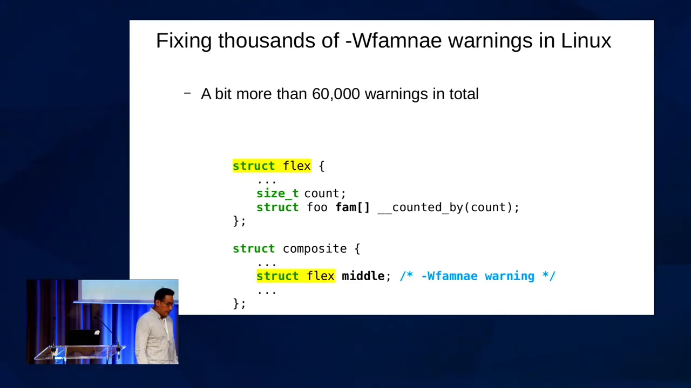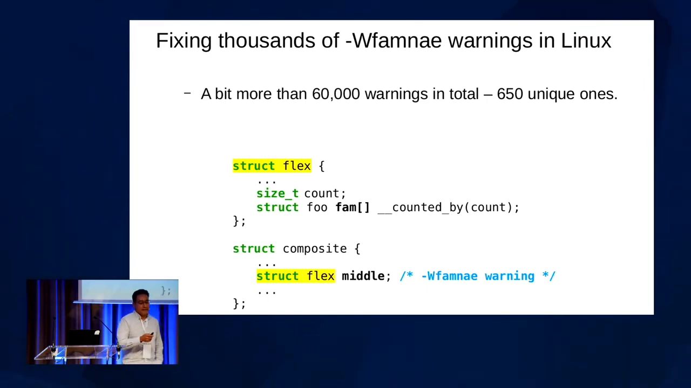Okay, now let's get into more details about this new compiler option. At the time when I started working on this, I built a kernel and stumbled upon more than 60,000 of these warnings. At first it was really frustrating because I had no idea how to address this. The thing is that only about 1% of the total amount of warnings are unique issues, and that's the good news. But anyways, those are still hundreds of issues to fix.